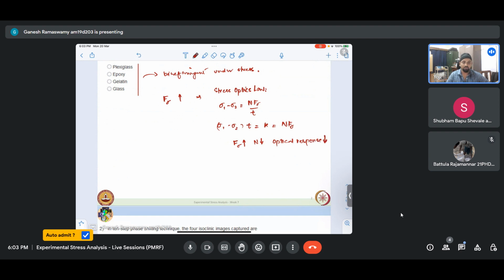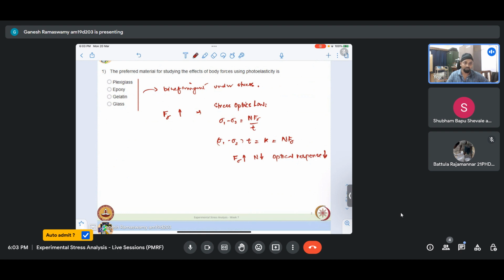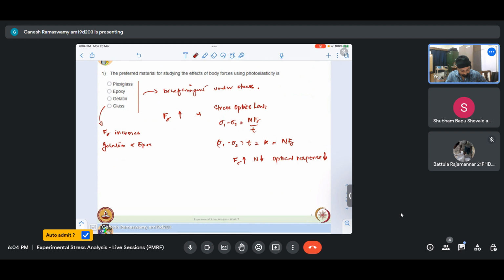Optical response will be low. So in cases where we want to see just by its own self weight what the effects are, desirably F sigma has to be very low so that it gives a high response. If we arrange these in terms of increasing F sigma, gelatin has the least F sigma, around 0.1, followed by epoxy, which is around 12, and then plexiglass, which is around 140, which is considerably high.